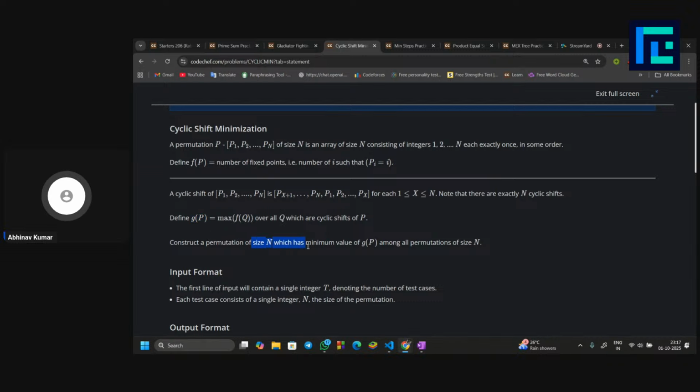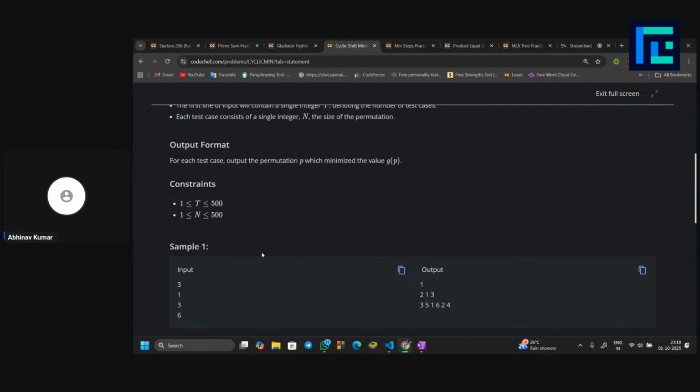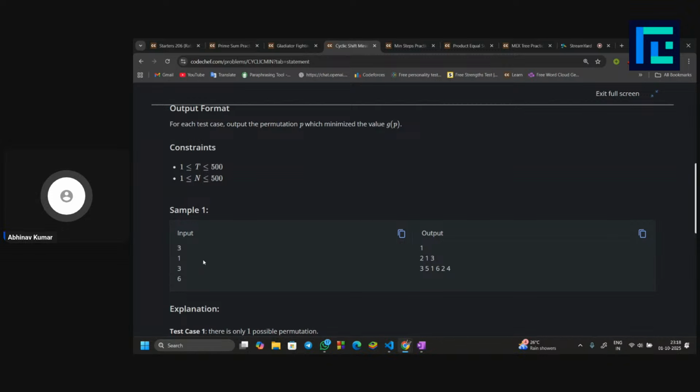Construct a permutation of size n which has the minimum value of gP among all permutations of size n. So you have to basically minimize the value of gP. You just have to find any one particular permutation having the minimum value. Just construct any one permutation. So this is the problem given to you.